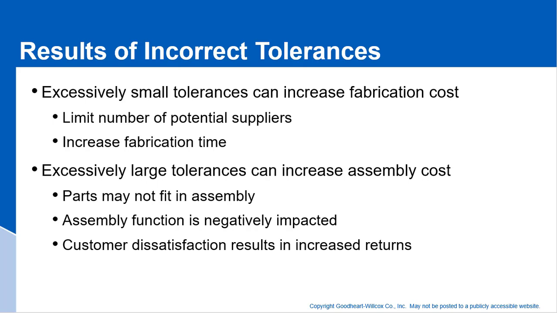And you can also err making the tolerances too big, because the parts may not fit in the assembly. They might be loose, they might be sloppy, not function well together, they might have excess wear. The assembly function might be negatively impacted, and there could be customer dissatisfaction, increased returns, and it costs more. All in all, having the wrong tolerances, either too small or too large, can cause lots of problems and generally just be bad for business. Too small, they're driving up costs. Too large, then you're probably driving away customers.